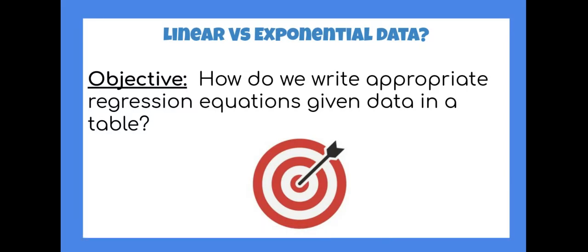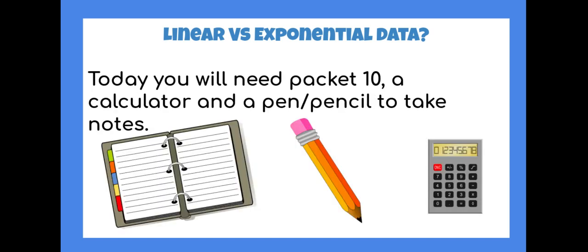So today what we're going to do is the last possible thing in our chapter, which is linear versus exponential data. So we're going to really look into how do we know data is linear versus exponential. And then we're going to talk about how do we write the appropriate regression equations given the data in a table. We did this last chapter a lot with linear regressions. Now we're going to move it into exponential regressions.